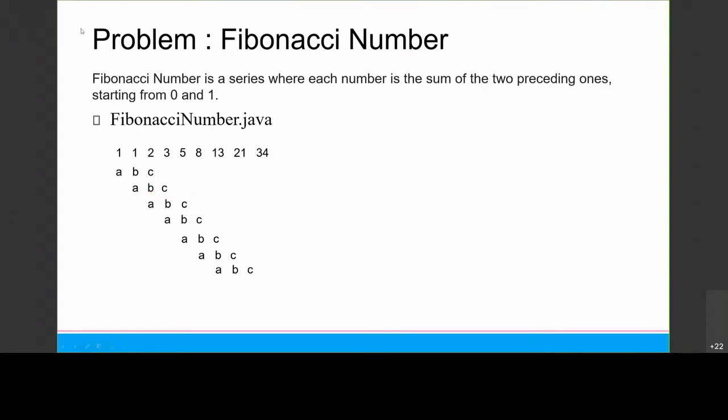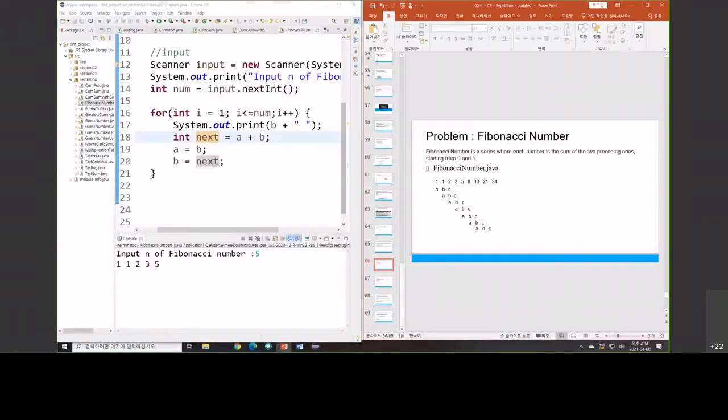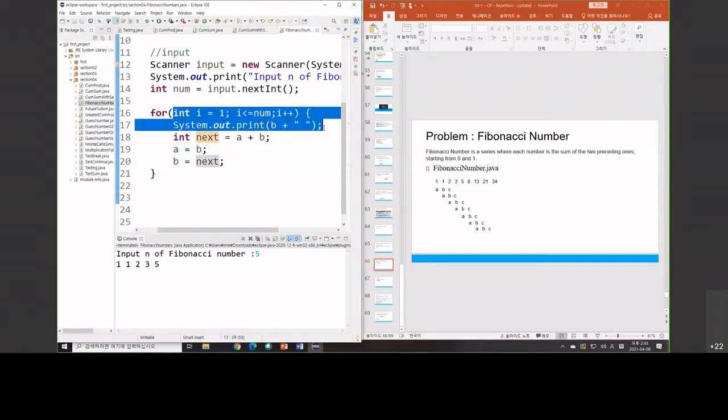After we finish this one, then we will go to the next again to check the A is from the B, and then B is from the C, and then we can calculate C. Then we can have next, which is A plus B, and then A will be equal to B, and then B will be equal to the next. Okay. And then do again until 5 times. And we will print for every number, and we will print space. Okay.